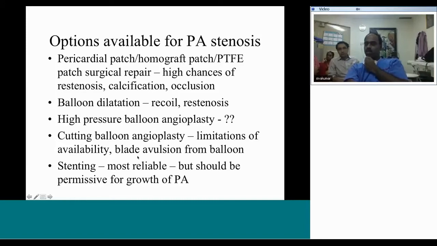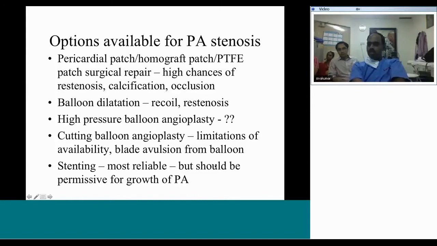The blade cutting balloon is called Flextome. It's a balloon with four blades that are attached to the four corners of the balloon. And the blade may get avulsed from the balloon. And so this is a problem. And cutting balloons are only available up to 8 millimeters. So if you want to dilate further and further, it is not possible. Stenting is the most reliable method of relieving a pulmonary artery stenosis.